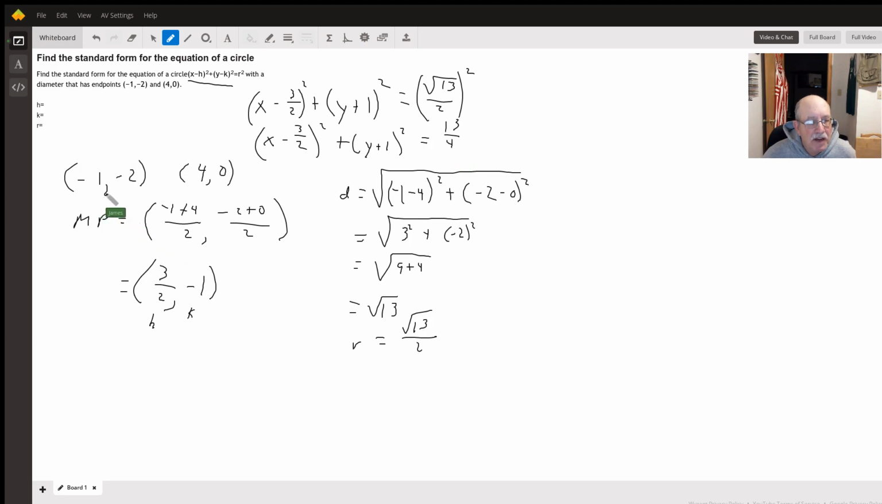Make sure we did all the math right. -1 plus 4 is 3. I get 3/2 there. -2, that's -1. Distance formula, -1. Oops. Wrong. This should be a 5. Not good. 5 plus 4. So it's going to be the square root of 29.